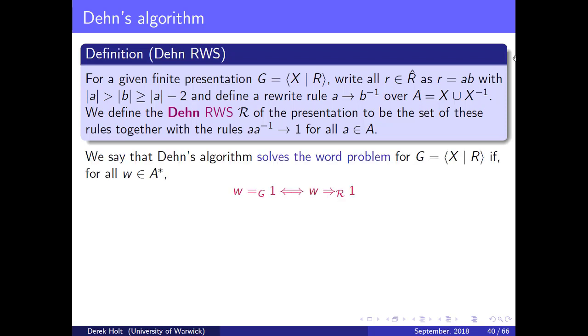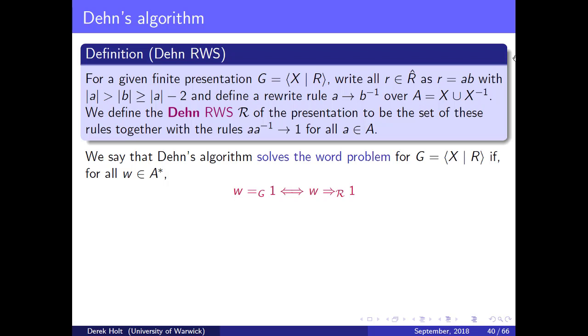Okay, so then we say that Dehn's algorithm solves the word problem for G if W being the identity of the group is equivalent to our being able to deduce that W is the identity using our Dehn rewrite system from the presentation. I hope you agree that the right-hand side implies the left-hand side is clear in any presentation, because all our rewrite rules are relations of the group. So every rewrite rule we apply preserves equality in the group.